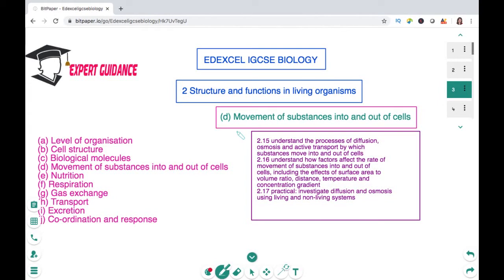Today in this video we'll be covering the topic D, movement of substances into and out of the cell, of section 2, structure and function in living organisms. In this video we'll be covering the concept of diffusion, osmosis and active transport. We'll be looking over the similarities and differences between these three, and we'll also be looking over what the factors are that can affect the movement of substances in and out of the cell.